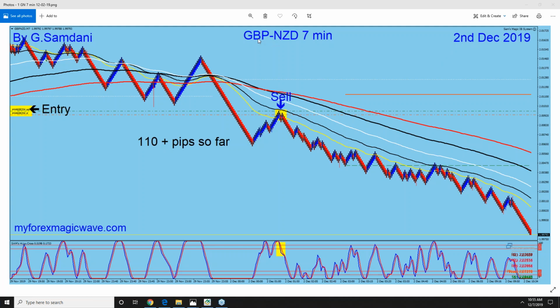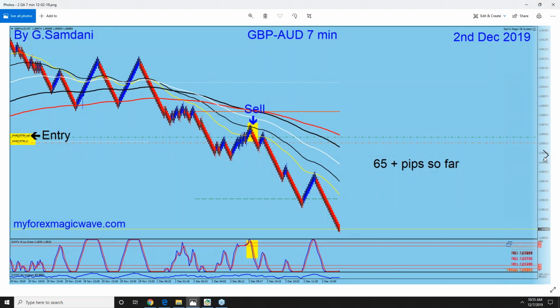And here it is, pound Newsy, a 7-minute, beautiful entry right after the news. And it went down. Pound Aussie went down as well. You can see that, right? And it's on second as well. The entries are here with SL moved to plus, break even plus, right? You can always see the entry here, where the entry is.